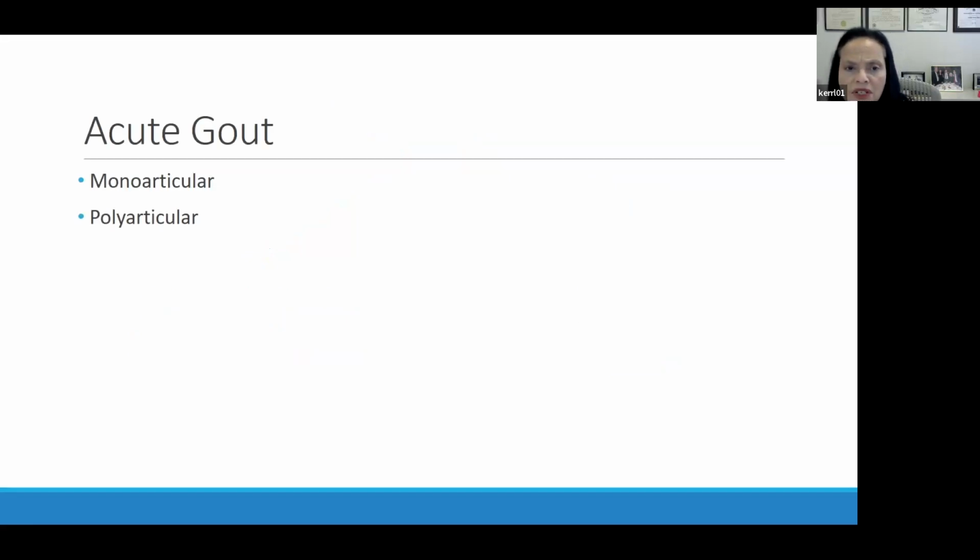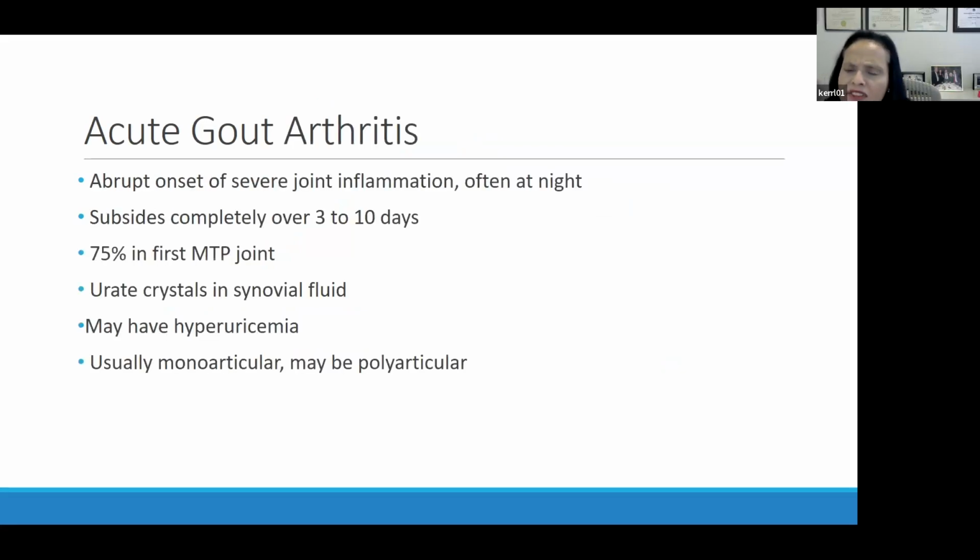So acute gout can be either monoarticular or polyarticular. In fact, 80% of acute attacks are monoarticular, which leaves 20% of initial attacks being more than one joint. How does it present? Well, there's usually the abrupt onset of severe joint inflammation, often at night. 75% of first attacks are in the first MTP, that's the big toe joint.